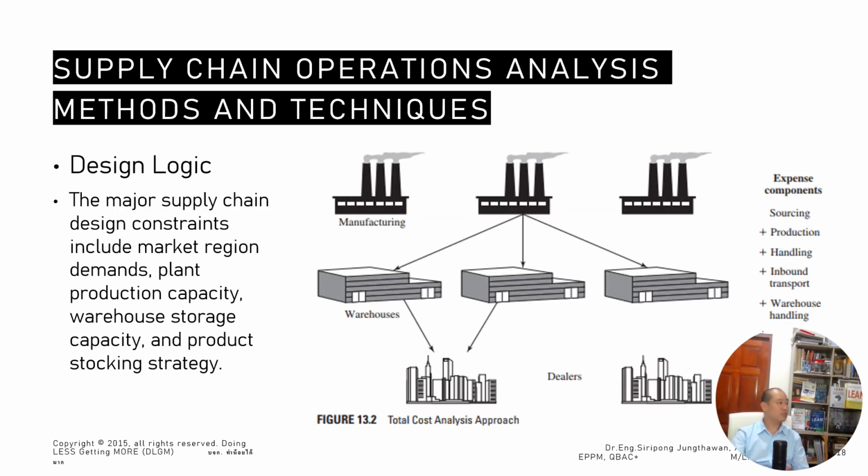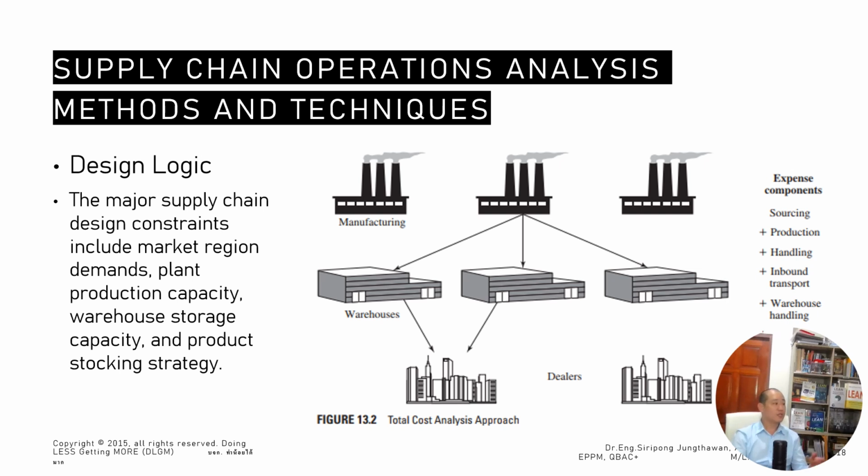And for the design logic, you have to know the manufacturer, warehouse, and your marketing channel. So you can see here the expense components for sourcing, for production, for handling, for inbound, for warehouse handling and outbound, and here they link to the total expense that you have to pay. The major supply chain design constraints include market region demand, planned production capacity, warehouse storage capacity, and also product stock strategy.